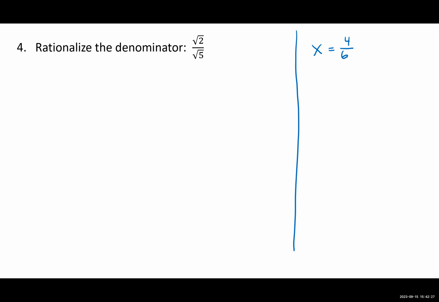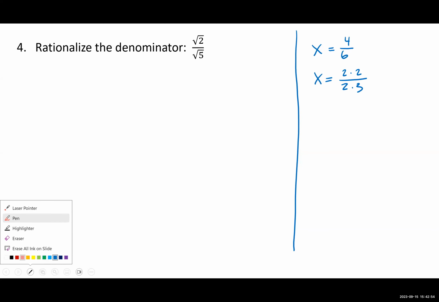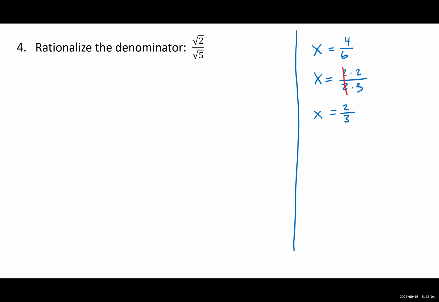4 over 6. Well, this is not an acceptable final answer because this fraction, 4 over 6, is not reduced. Conventionally, you're not allowed to leave an unreduced fraction as your final answer. What you would do is say, okay, x equals, well, 4 is 2 times 2, and 6 is 2 times 3. And those 2's will cancel. So the reduced fraction would be 2/3. One of the rules of mathematics conventionally is that your final answer, if it's a fraction, should always be in reduced form or simplified form.